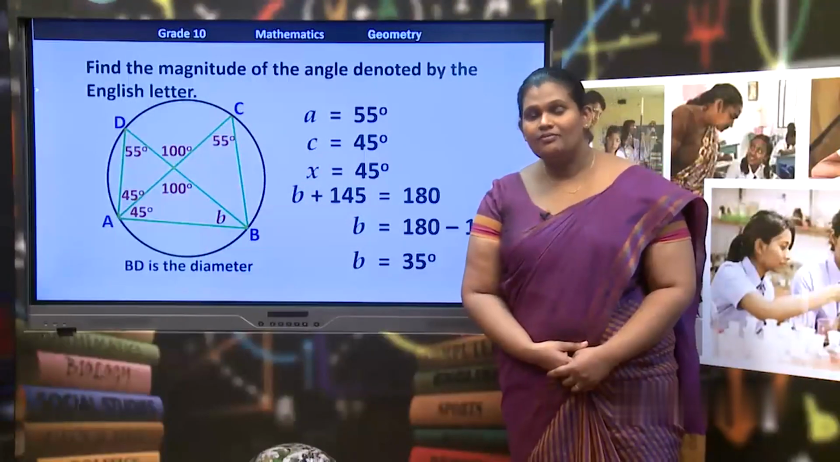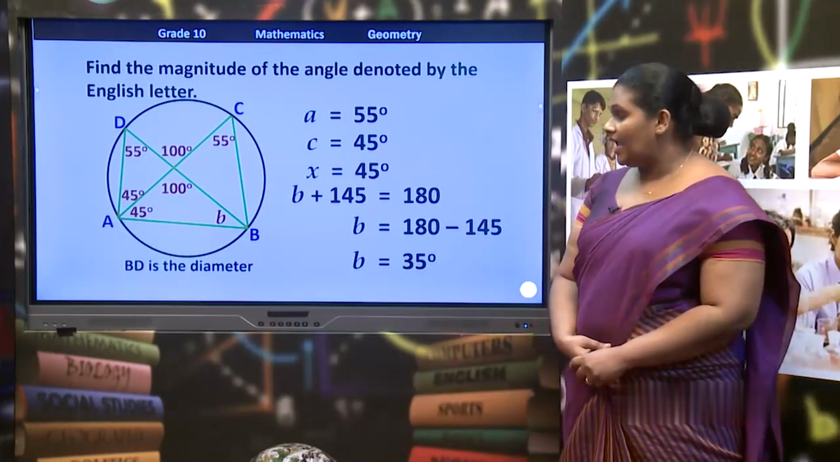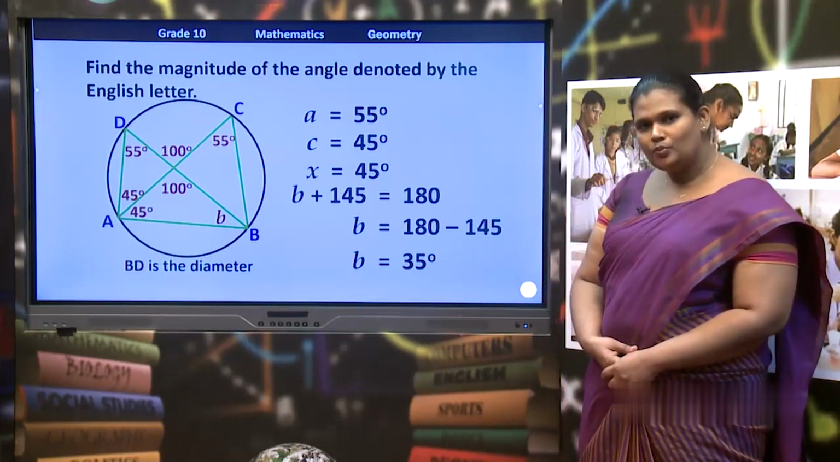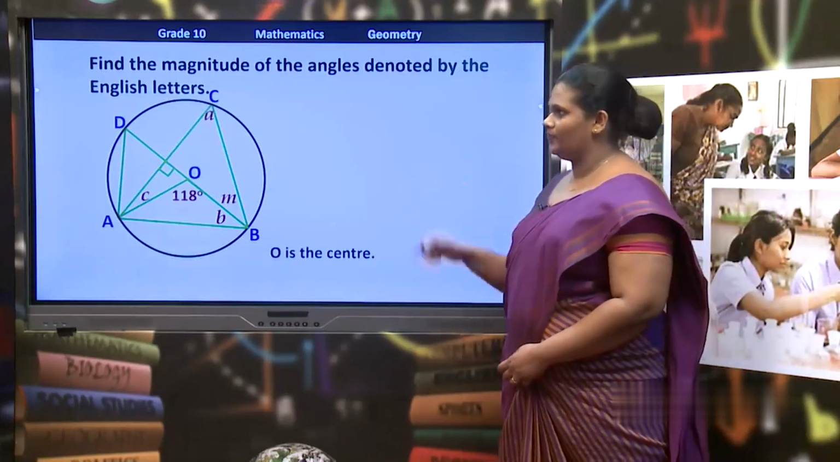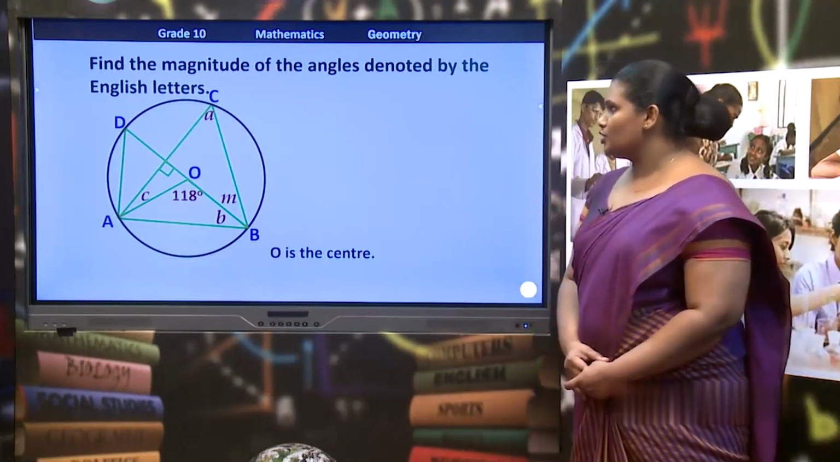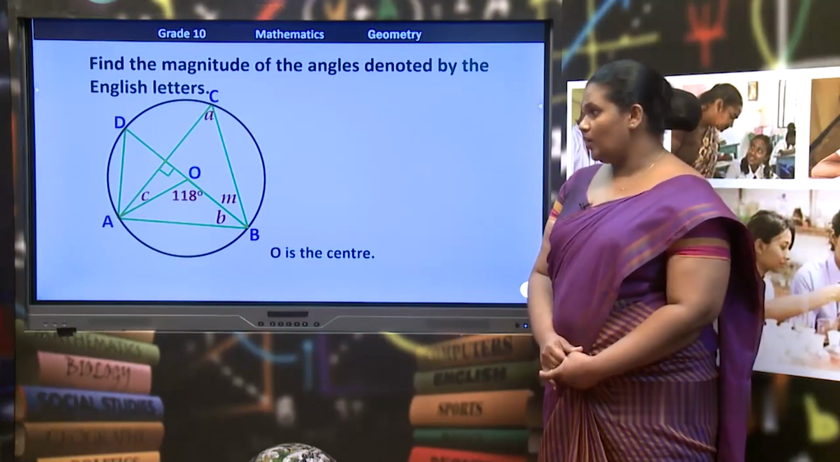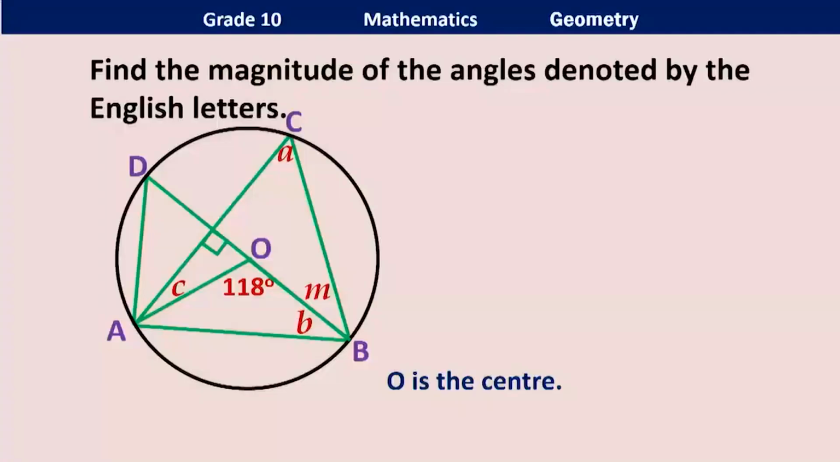Right. Now, we have got the values of A, B, C and X. Right. We will move on to another question. Find the magnitude of the angles denoted by the English letters. Now, here in this question, we have got A, B, C and M to find the magnitude. Here also they have mentioned C is the center of this circle. Right. We will take one by one.